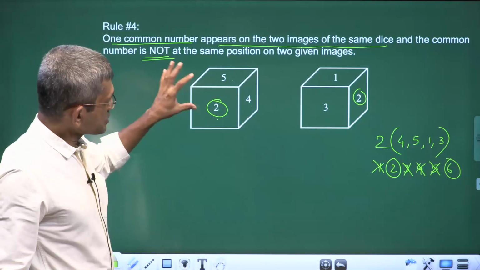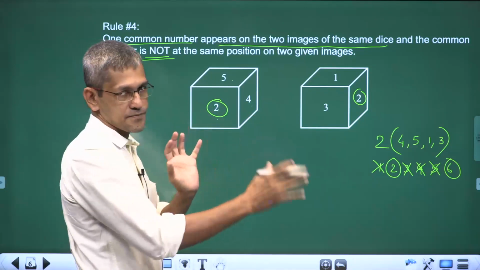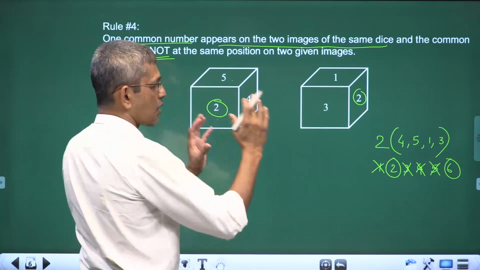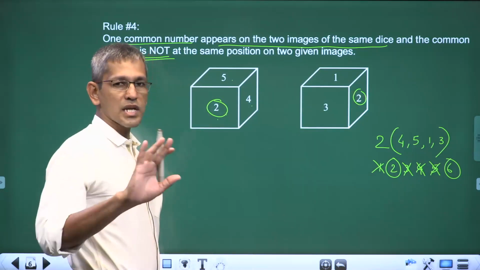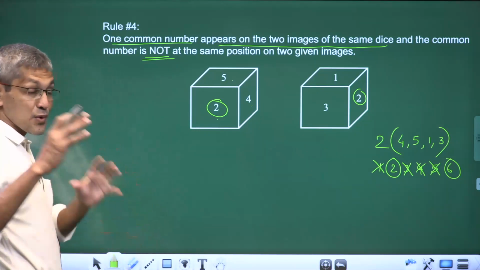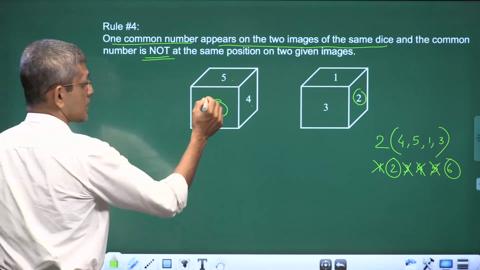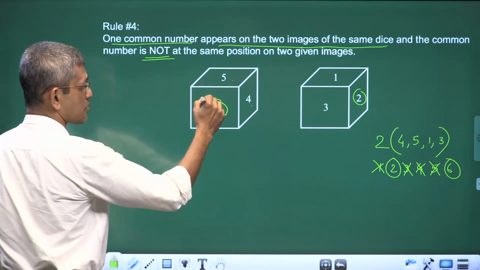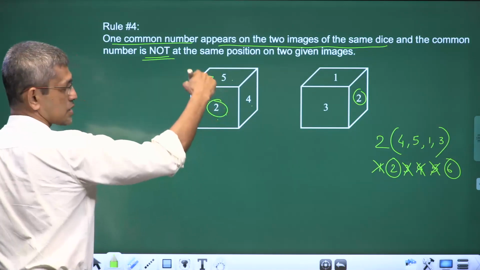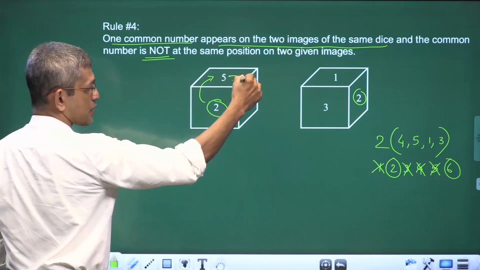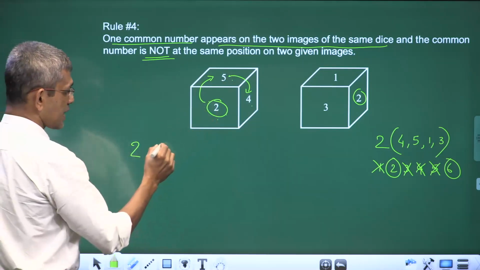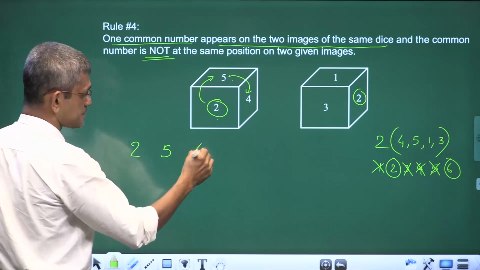So actually what happened to this die is that it's kind of rotated. And the only common number, 2, is in a different position. So you cannot really apply any of the rules. So we have rule number 4. We have to take it in such a way: you start from the common number and write the numbers in the clockwise direction. So the clockwise of 2 is 5, and the clockwise of 5 is 4. So how do you write it? Starting from 2, 5 and 4.